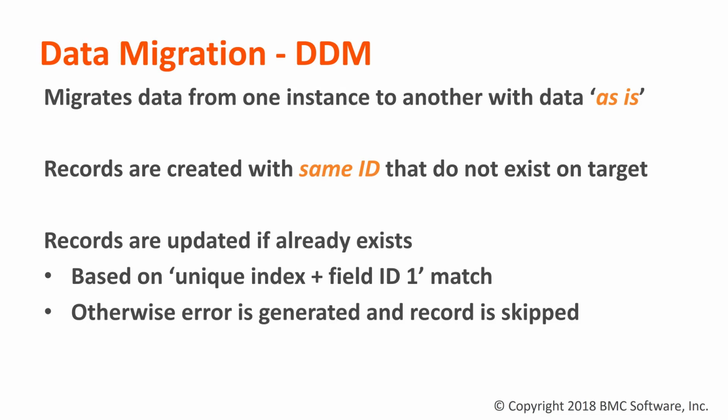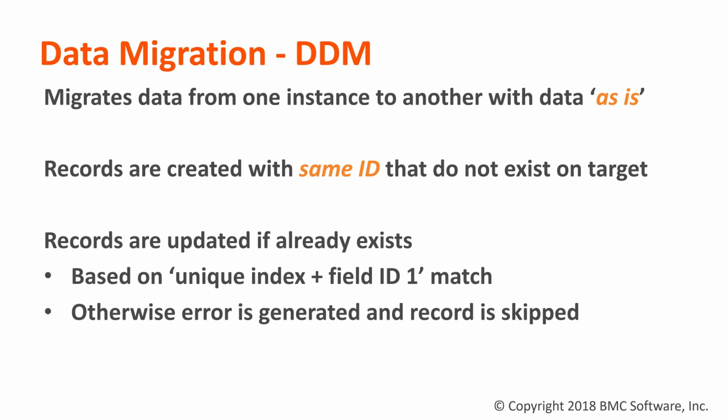So we make sure that during the data migration process, we move the data as is. And how do we do that? When I'm migrating a record, I look at two fields. One is the unique index field or fields defined for the form, because some forms have multiple fields which form a unique index. We use that in combination with field ID 1. We always take those two pieces of information to the other side, and then we see if that record exists with the same ID and the same unique index value.